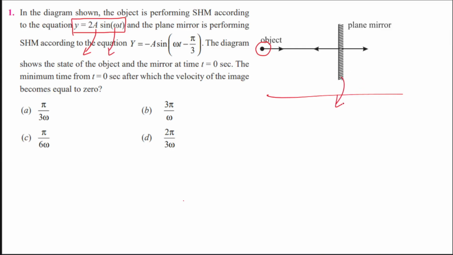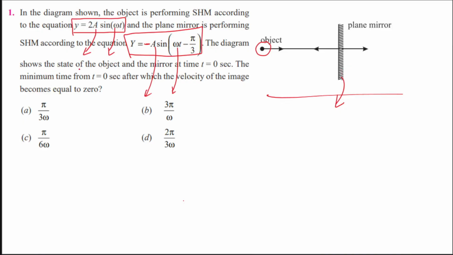This mirror is also performing SHM and the equation is given as this. From here also we can see A is the amplitude and omega is the angular frequency. So omega t minus pi by 3 is basically the phase of this SHM that will let you know where the body is at time t equal to 0. And this negative sign simply has the meaning of in which direction this mirror will start moving first, towards right or left. Okay, so it is that.